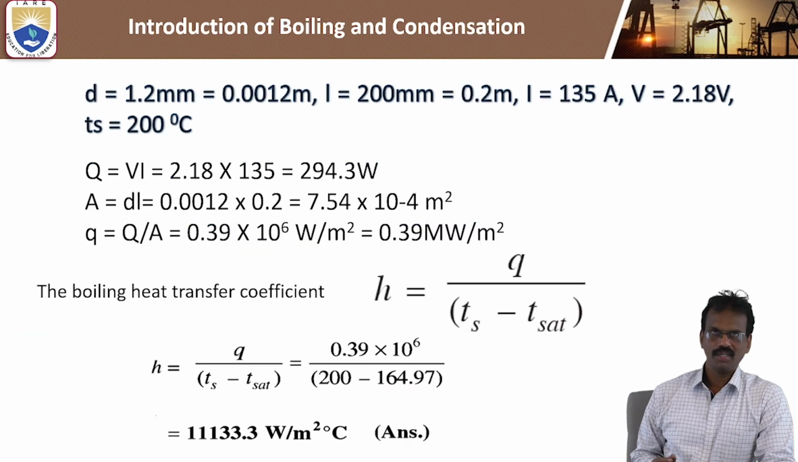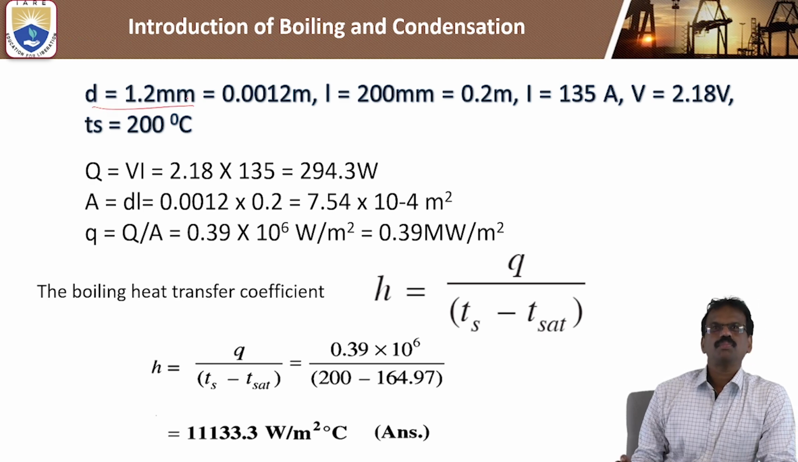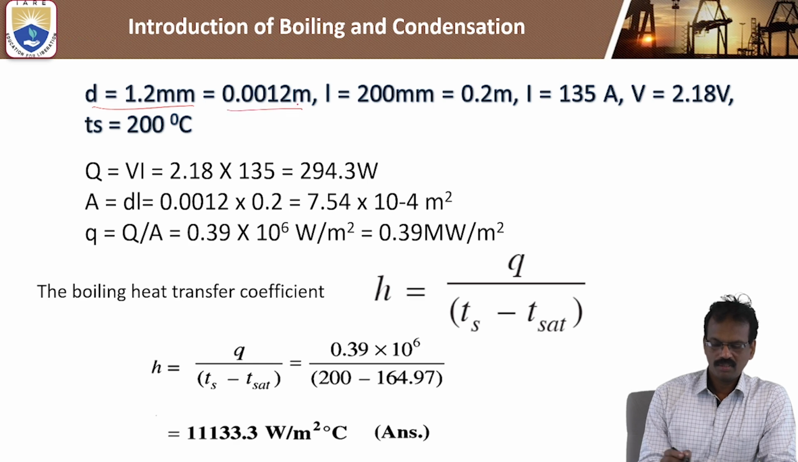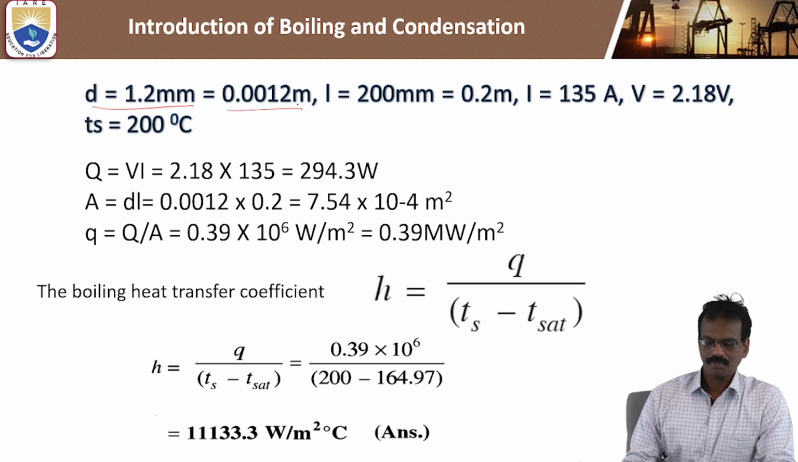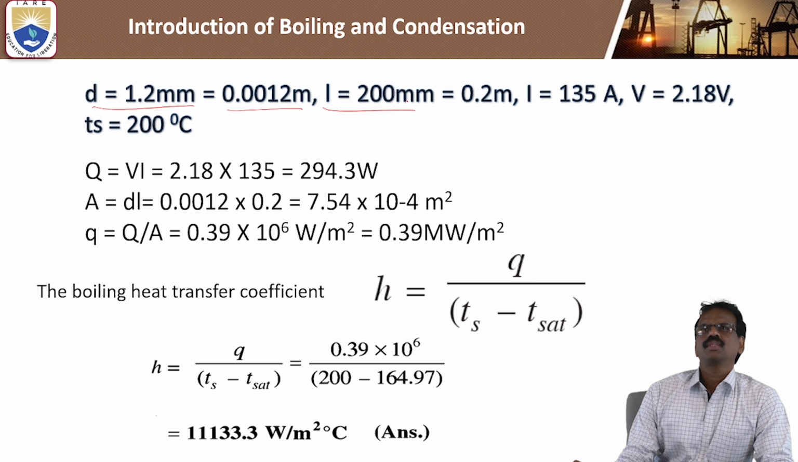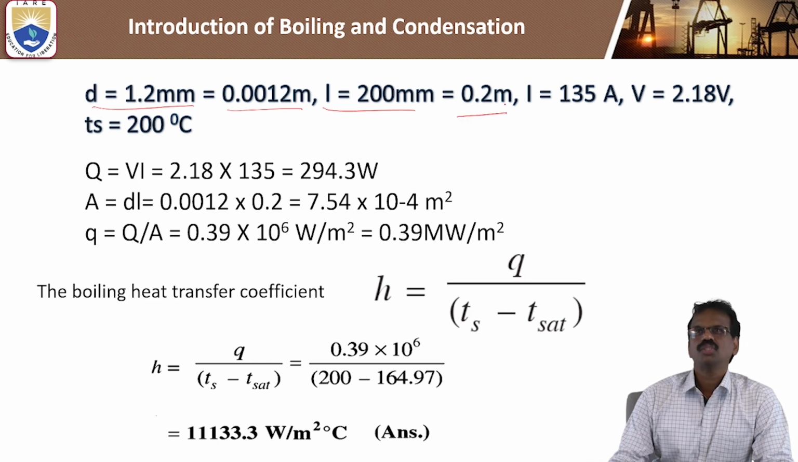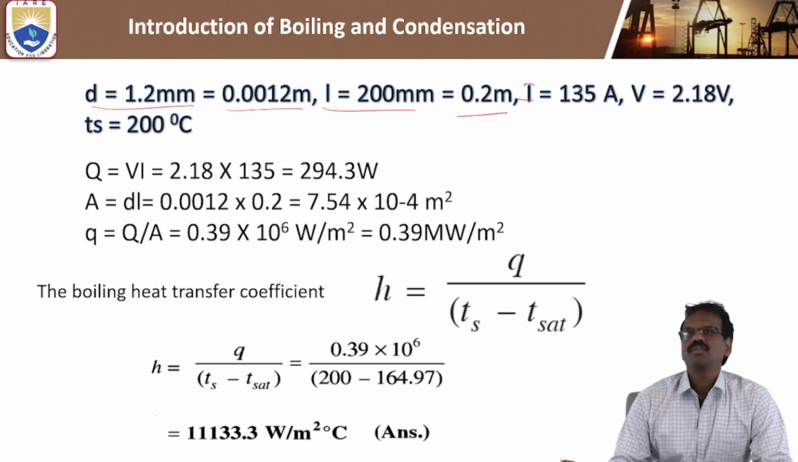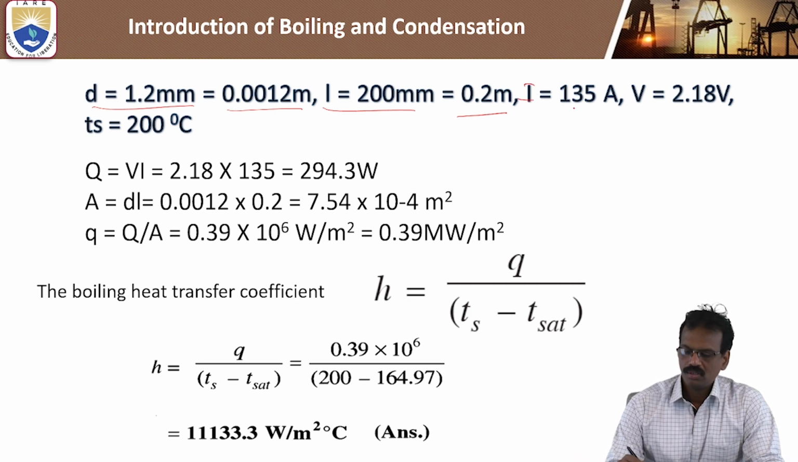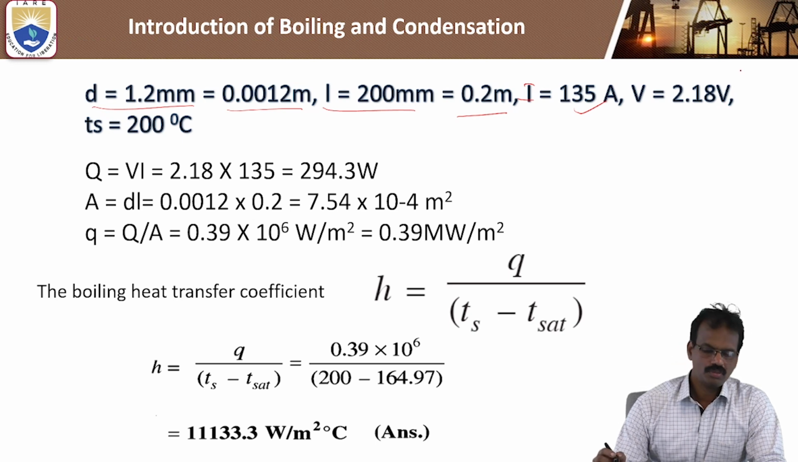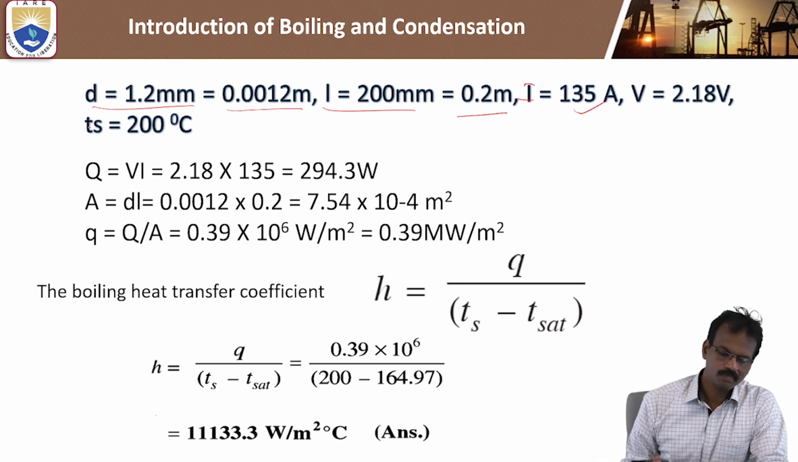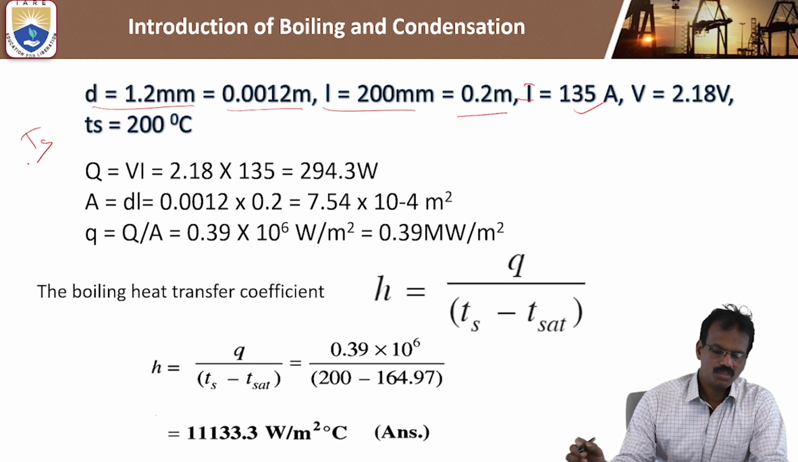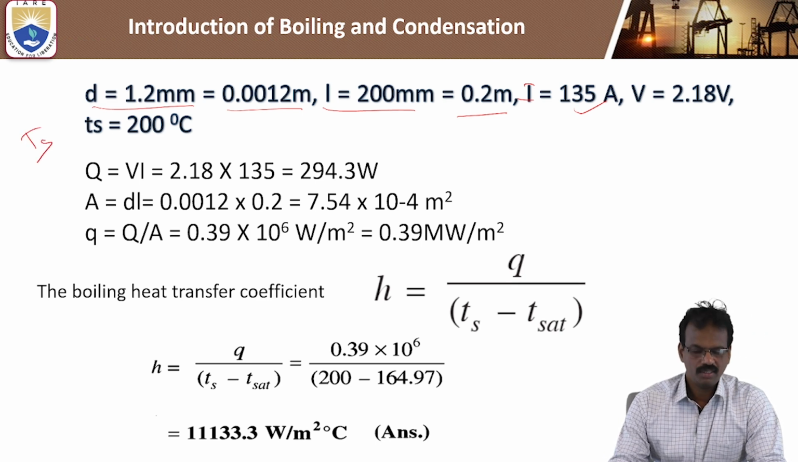So this is the given data. Diameter is equal to 1.2 mm, so convert into meters, that is 0.0012 meter. Length is equal to 200 mm, so convert into meters, that is 0.2 meters. Next, current I is equal to 135 amperes, and voltage is also given, that is 2.18 volts. Next, Ts, surface temperature, is equal to 200 degrees Celsius.